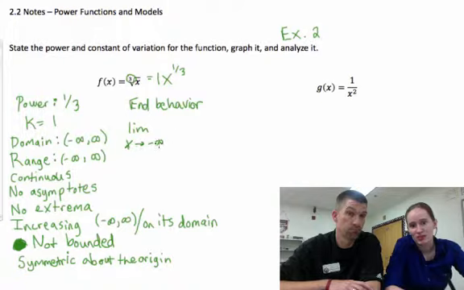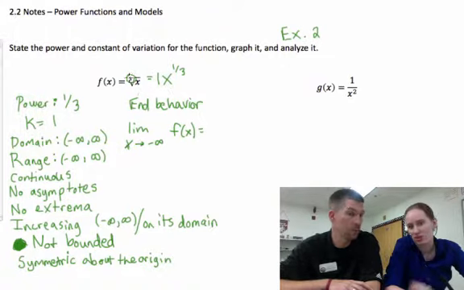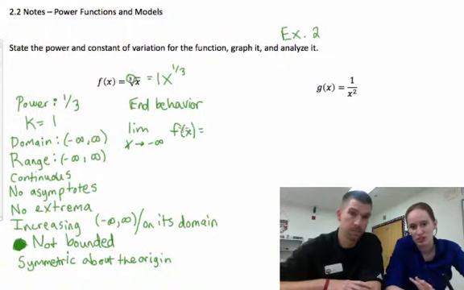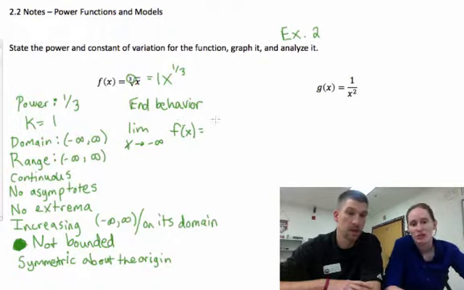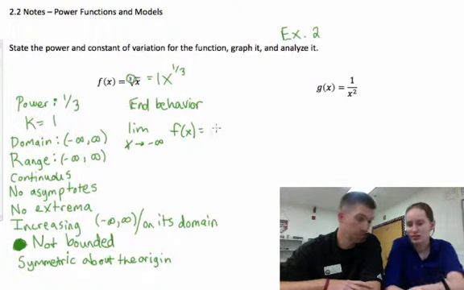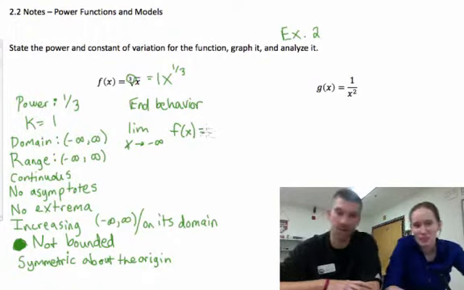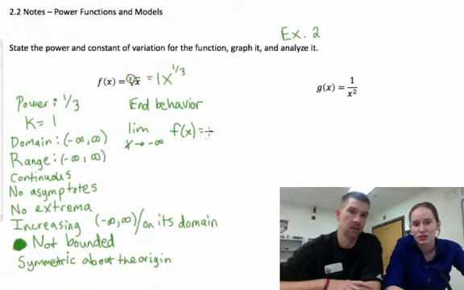The limit as x approaches negative infinity of our function. I'm just going to write f of x, but you could put x to the 1/3 or the cube root of x. You could put your function there. But what we're saying is, as we're going towards negative infinity, so as we're going to the left, what values are we approaching on our graph? Positive infinity? No, we're going towards negative infinity, because our graph is going down and to the left.